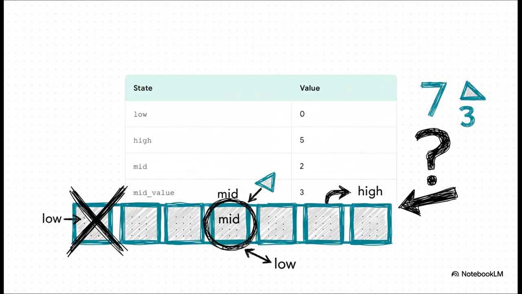Okay, step 1. First, we define our search space. The low index is 0 at the very beginning, and the high index is 5 at the very end. We calculate the middle index, which turns out to be 2. Now, what's at index 2? It's the number 3. Here's the crucial comparison. Is our target, 7, bigger or smaller than 3? Well, it's bigger. And because of that, we know with 100% certainty that our number cannot be in the left half of the array. We can just throw that entire half away and move our low pointer past the middle.